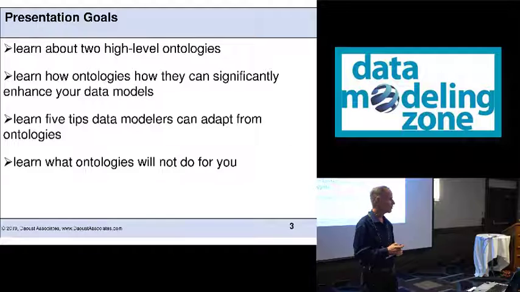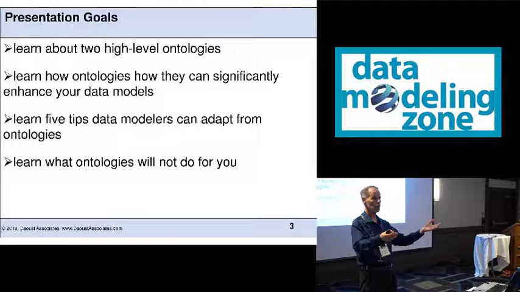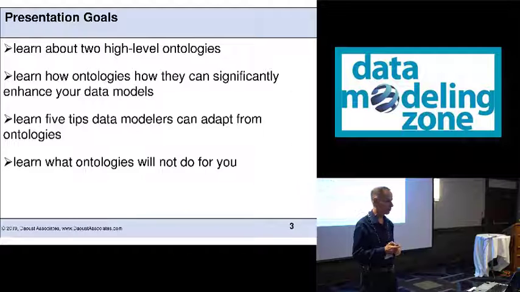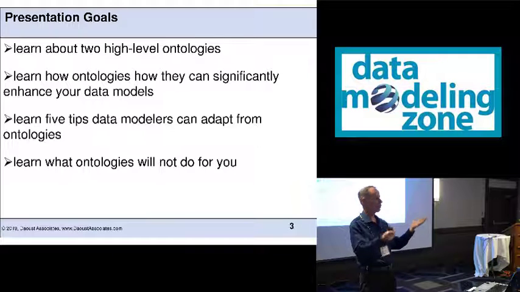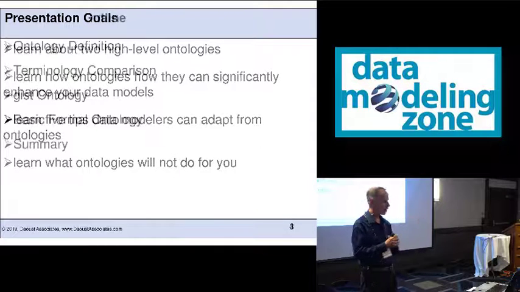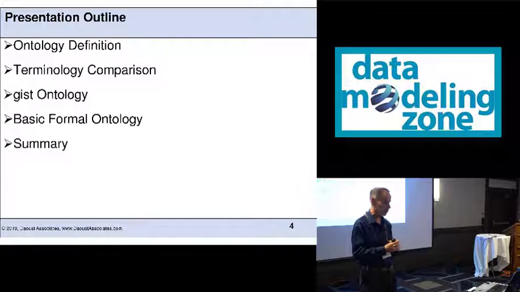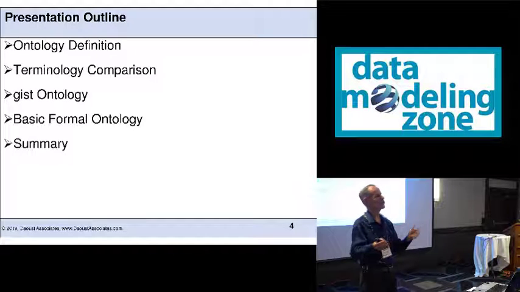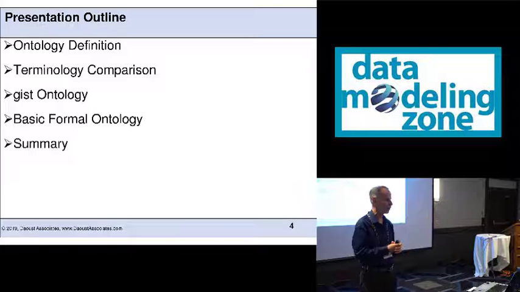Now, I have to confess that my real goal is to convince you that all these things are really true. And we'll see at the end if you agree, if I've been successful. So roughly, we'll look at the definition of an ontology. We'll look at 2 definitions, as a matter of fact. We'll do some terminology setting, because ontologies use different terminologies than we use in data models. I want to show you the comparisons so that the terms don't freak you out.